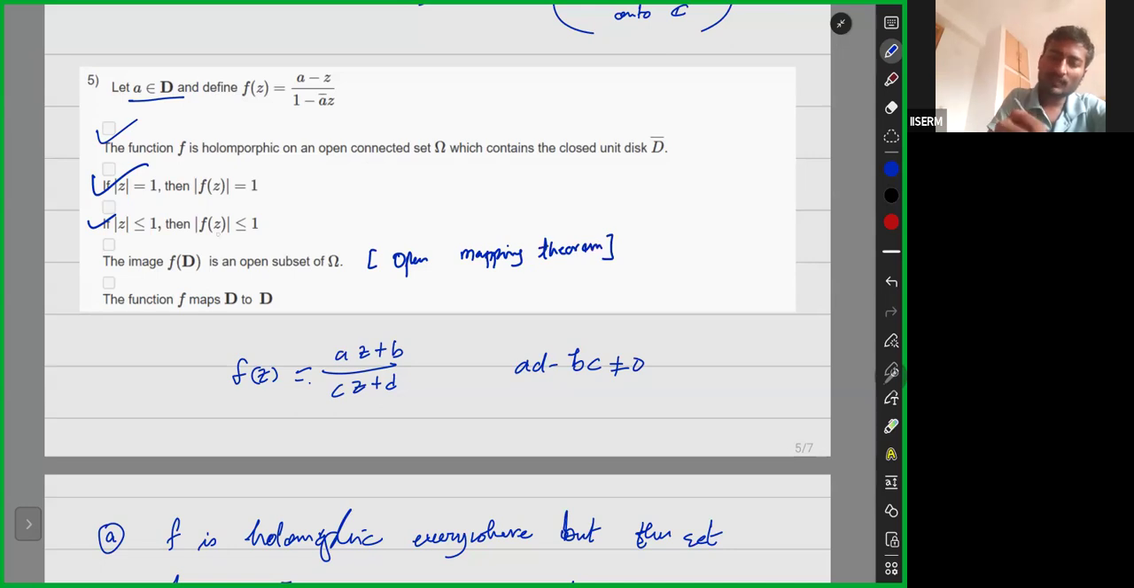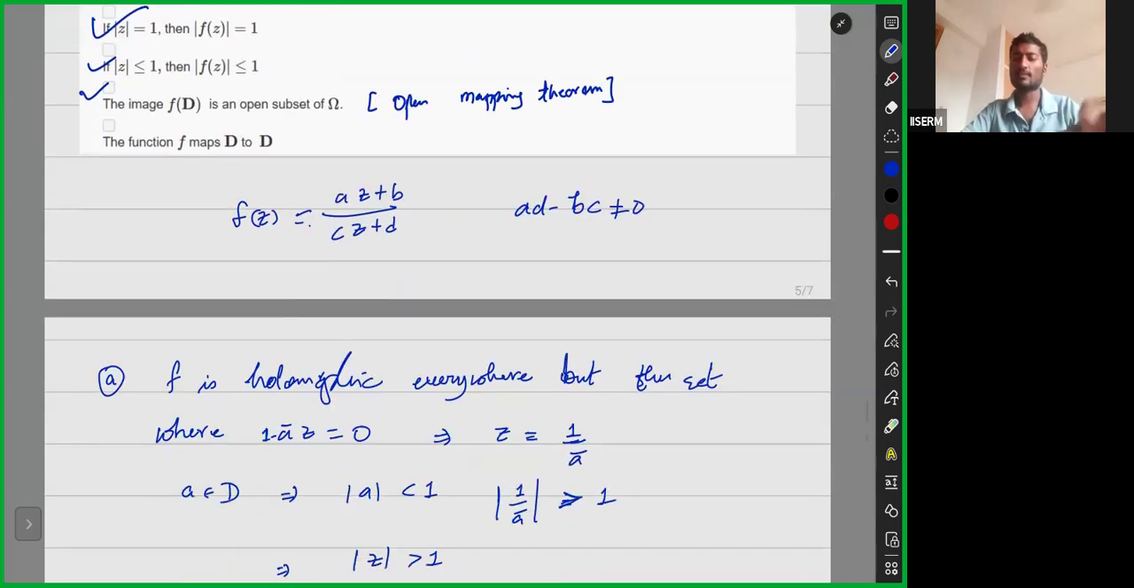Function f maps D to D. How to check this? We have just seen that f maps D inside D, boundary to boundary, interior to interior. Is this onto? Is this one-one or not? What about f restricted to D? What happens?